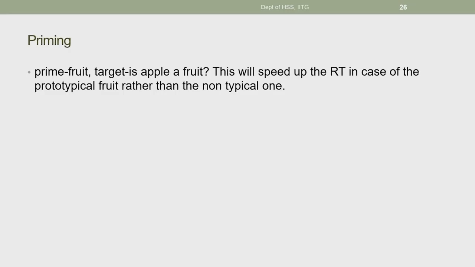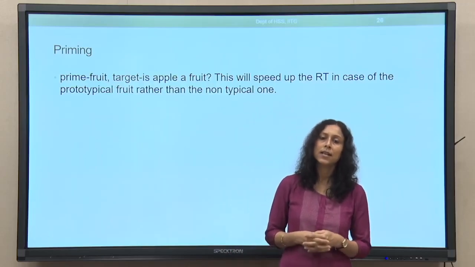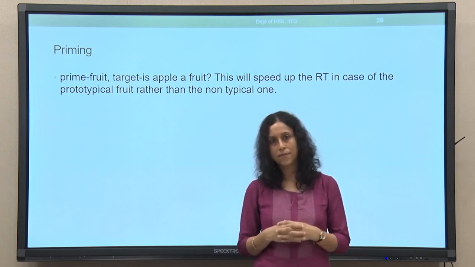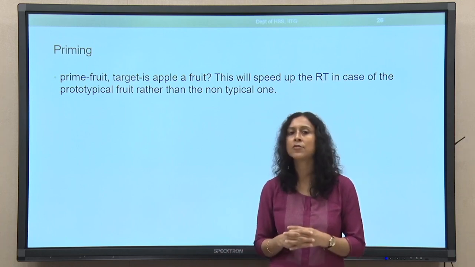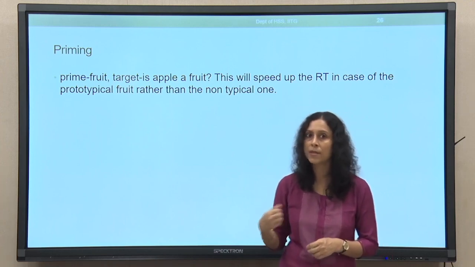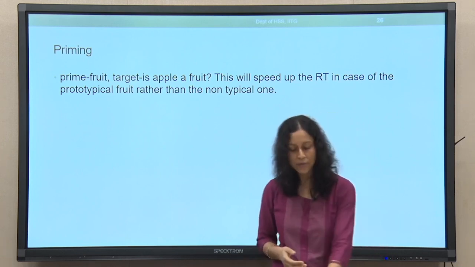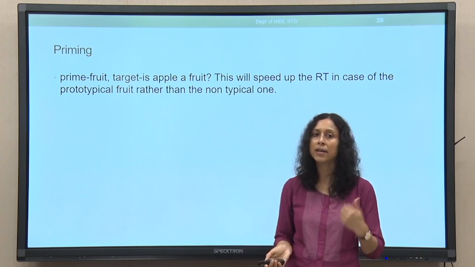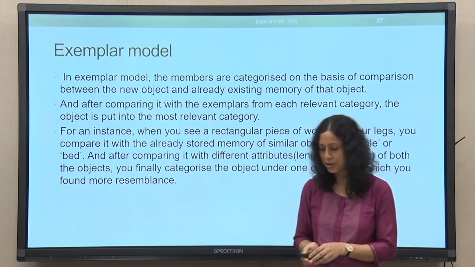So, with this set of experiments, she actually had many others also, but I have included the most cited ones, the most common ones, the most well known ones, to show that every category has good members and not so good members, and that is not just at the level of language, but it also is at the level of how you process that information. So, when you process the information of robin is a bird, you process it much quicker as opposed to chicken is a bird. So, this is not just a linguistic way of categorizing things, but it also is a mental process, a psychologically real thing. That is what Eleanor Rosch talked about.